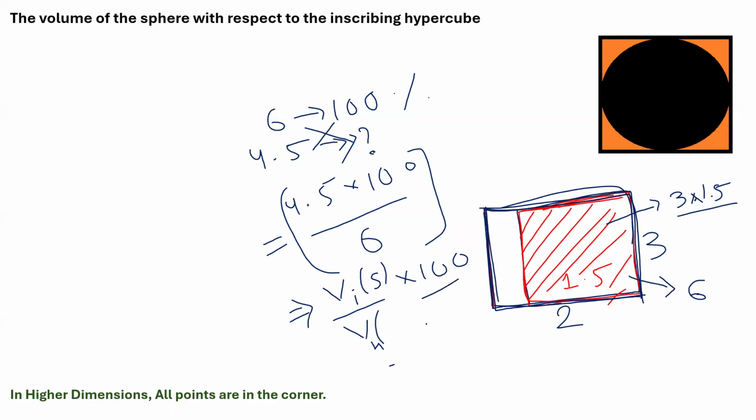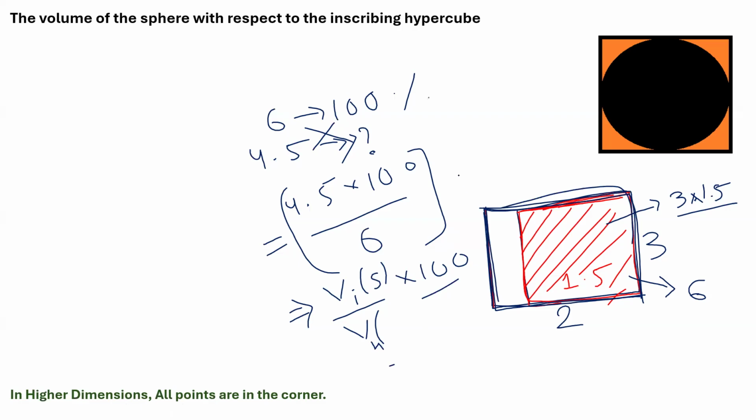Does it make sense? Is this how we calculate the volume of the inner rectangle with respect to the outer rectangle? It is just this. The 6 is 100 percent. We want to calculate how much percentage that 4.5 occupies. So it is nothing but 4.5 into 100 by 6. So that gives us this.